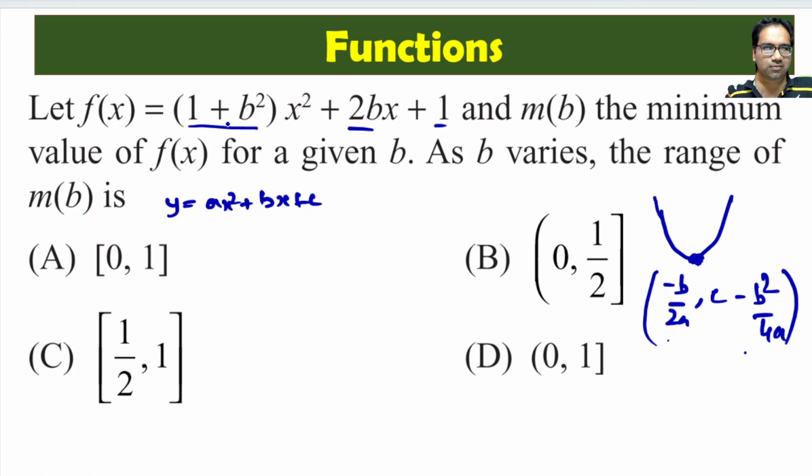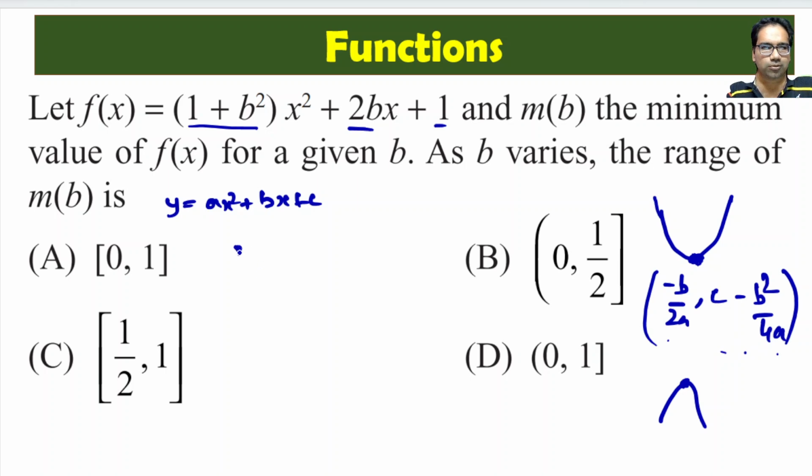Now here, as long as a is positive, we can clearly see that because there is a b² and 1 + b², this is positive. So this graph is also facing upwards. That means it has a minimum point. If it was facing downwards, then this vertex would be a maximum point. But in this case, it is facing upwards, so this graph will have a minimum point. That is, the value of the minimum point is c - b²/4a.